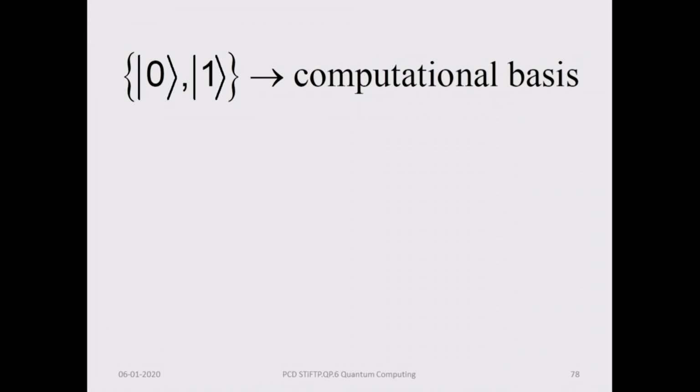Okay. Any linear superposition of this will be an equivalent basis, and in usual quantum mechanics it would be perfectly acceptable to use any linearly independent complete set of bases. But in quantum computing, this is a preferred choice and it is called the computational basis.